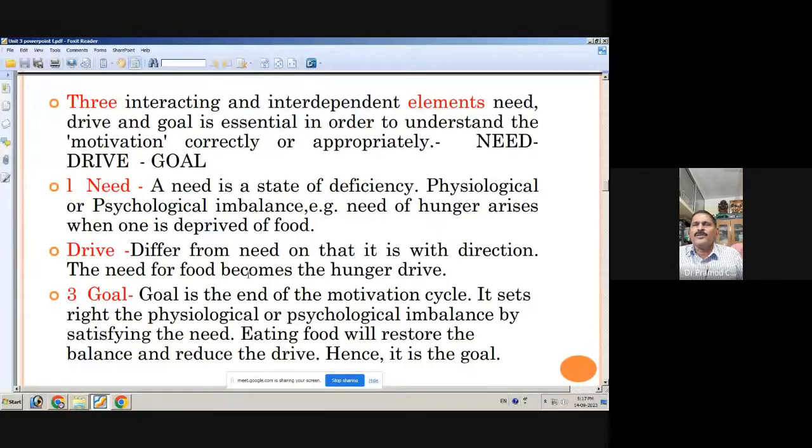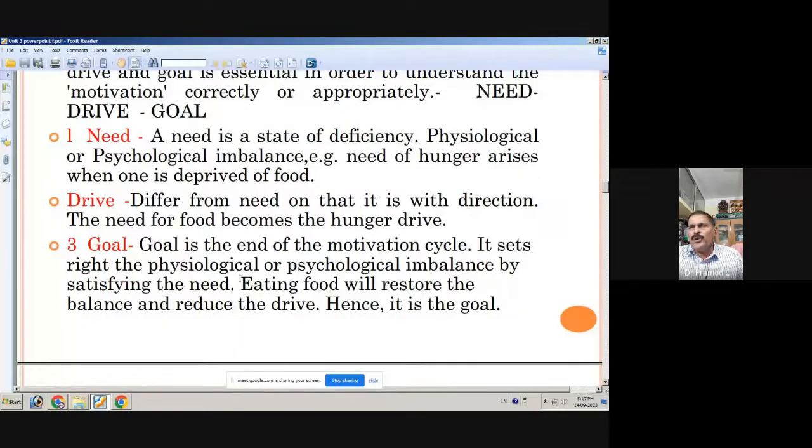Hunger is a drive also. We say that hunger is the drive. So it differs from the need. Drive differs from the need. With the direction when we are going, the need of the food, the hunger is the drive. But when we get the food, then automatically we can achieve the success. That goal is the end of the motivation cycle.